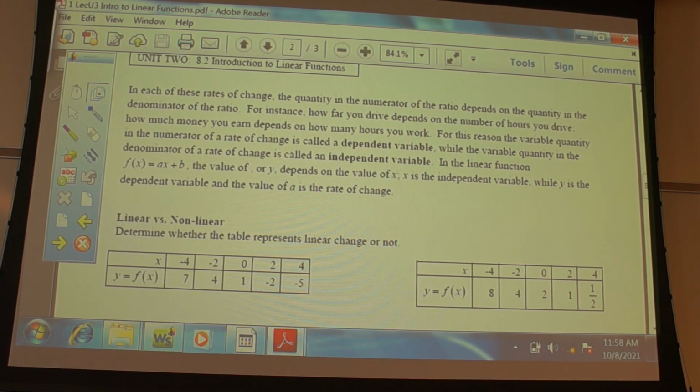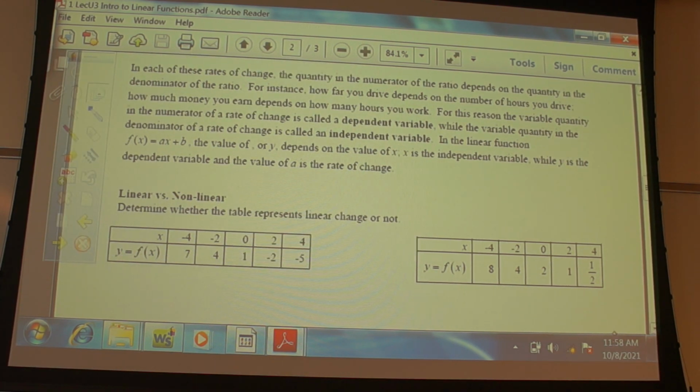Okay, go ahead and read for us. Oh, this is the wrong packet.